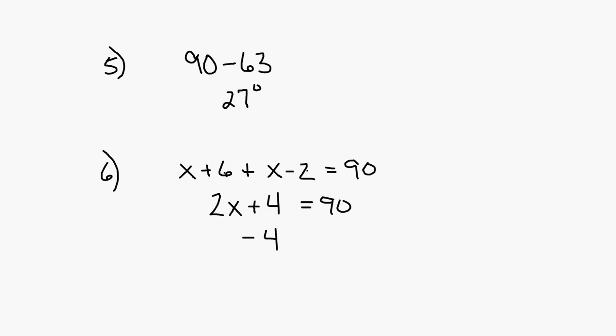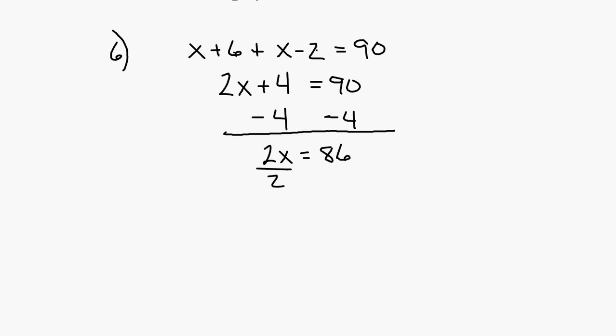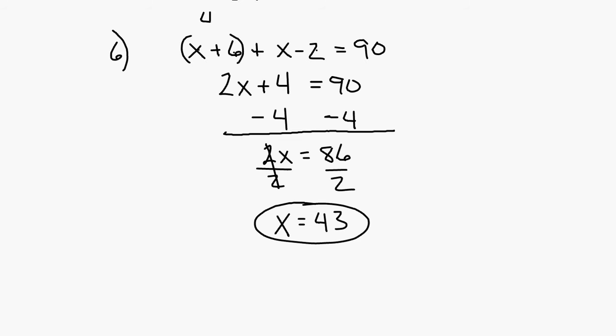So if you subtract 4 from each side, then 2x equals 86. If you divide each side by 2, the 2's will cancel and x equals 43. If x is equal to 43, then this angle right here is 43 plus 6, which is 49. And this angle is 43 minus 2, which is 41.